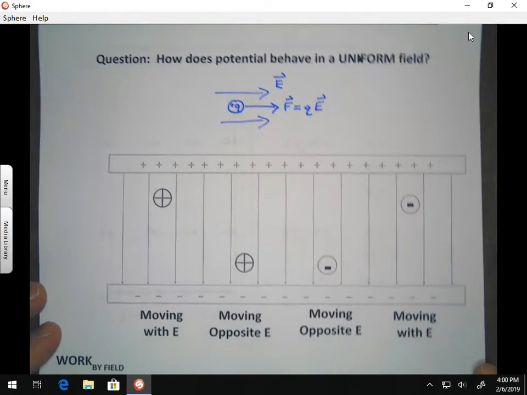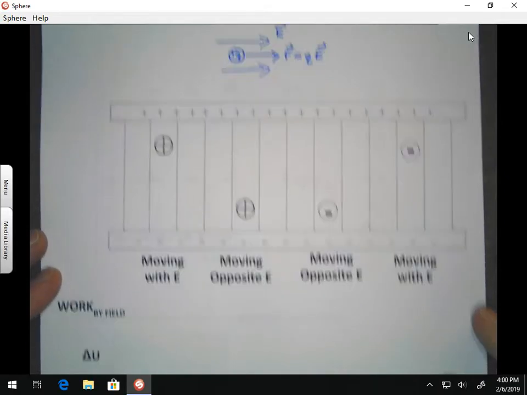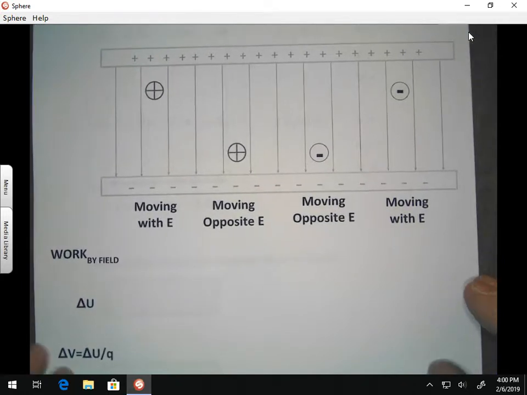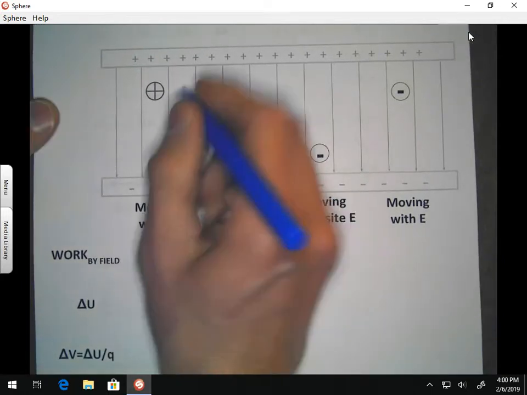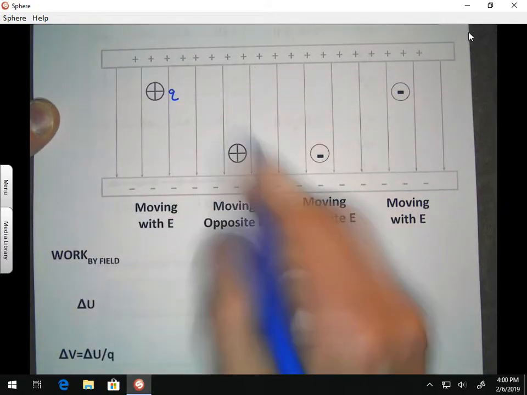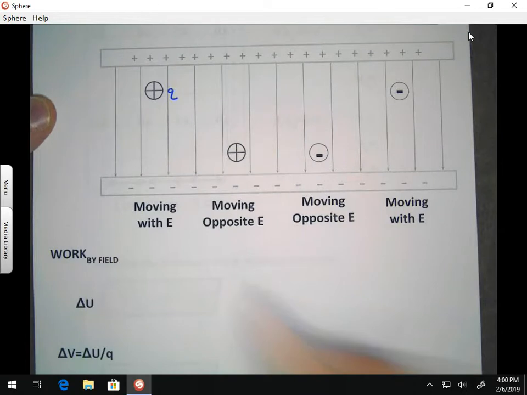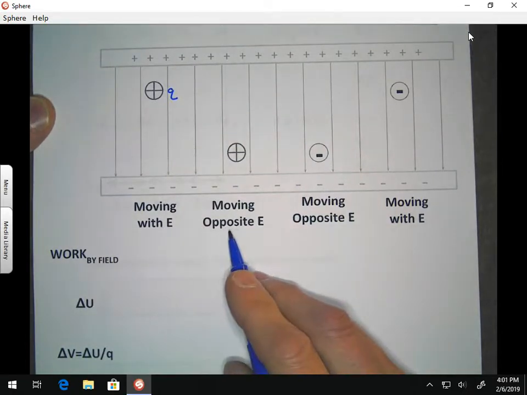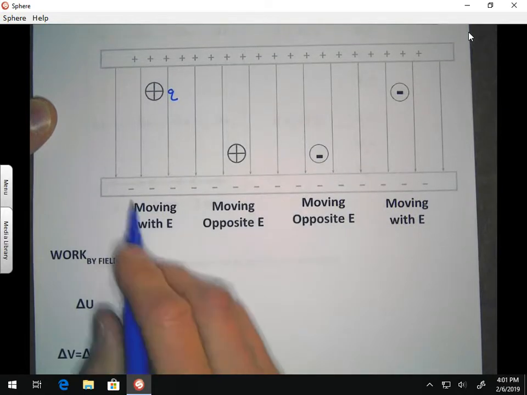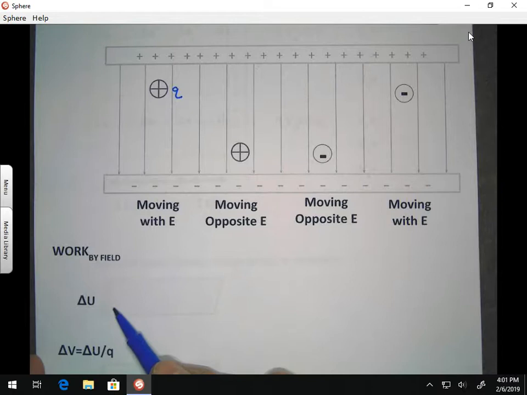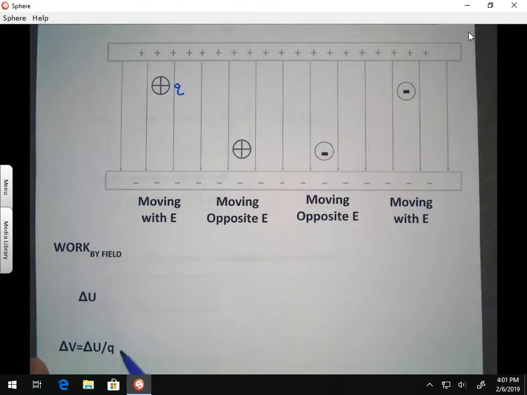So why don't we take a look at some different cases here in the picture underneath. We're going to look at cases where you take a Q and allow it to move in different directions, either with the electric field or opposite the direction of the field. What we're going to do is try to understand how much work is done in each case, what's the change in potential energy, and finally, what's the change in the electric potential.